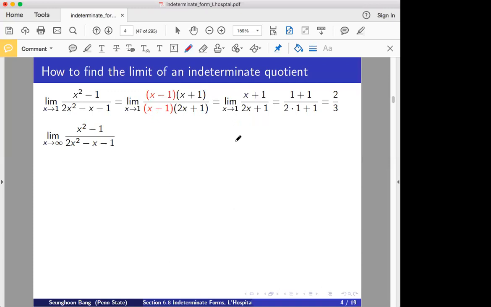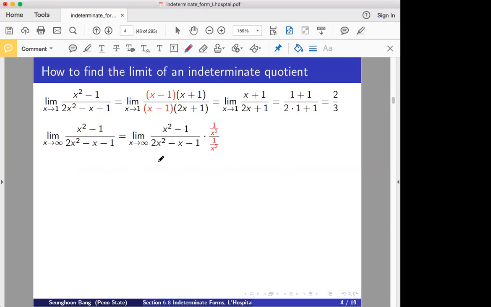Here, how can you solve this problem? We can use another algebraic method. You can plug infinity into the top one and bottom one. So this is exactly infinity over infinity. Well, how can you solve this problem? You can multiply top and bottom by the highest power term in the denominator, x squared.